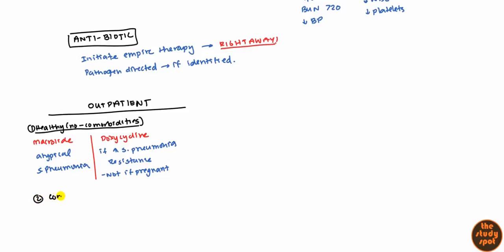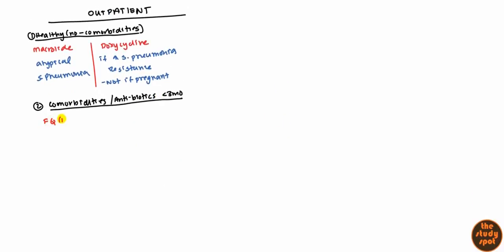Now, if they do have comorbidities or they've had antibiotics within the past 30 days, then again, you're worried that macrolides won't be enough alone. So in this case, you want to consider either a fluoroquinolone, such as moxifloxacin or levofloxacin, or a beta-lactam with a macrolide. So those are your two options there. The beta-lactam you want to use is amoxicillin, cefuroxime, or cefpodoxime. And for macrolides, of course, I mentioned earlier, azithromycin, clarithromycin, or erythromycin, those are your three macrolides to choose from.